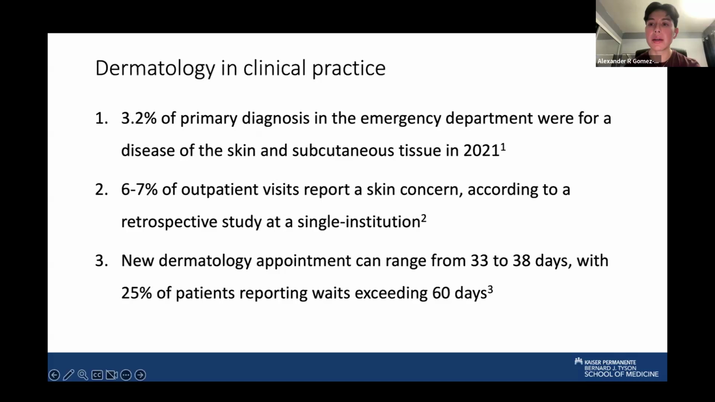This is part one. A large part of the presentation of skin conditions is seen in an outpatient setting. So about 6 to 7% of patients that go in to see their primary care provider are reporting a skin concern, a skin condition that they wish to be addressed. And even in the ER setting, there's about 3% of patients that are showing up and their primary diagnosis is a skin condition or a subcutaneous tissue condition.